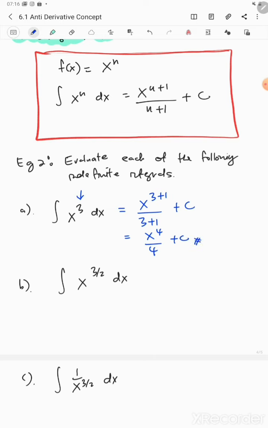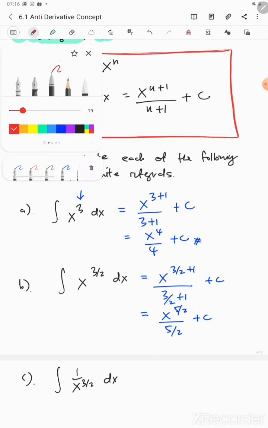Then question B, we have x to the power of 3 over 2 dx. The step is x to the power of 3 over 2 plus 1, divided by 3 over 2 plus 1, plus c. When you press your calculator, the value that you get is x to the power of 5 over 2 divided by 5 over 2 plus c. So you can apply this formula.